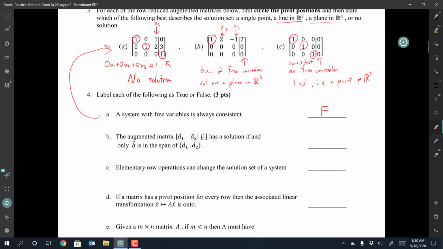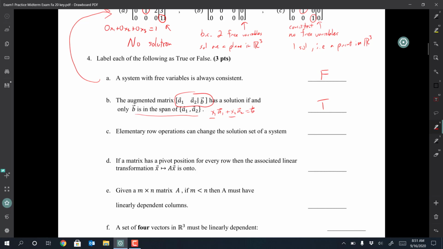Next, the augmented matrix has a solution if and only if B is in the span. This one is true. B is in the span means that B is a linear combination of those other vectors. That means there is some x1, some number, where x1 times this guy plus x2 times this guy is equal to B. There is a solution to the vector equation. That's what it means for B to be in the span. How would I solve that vector equation? I would augment the matrix and do the row reduction. So it's basically saying there's a solution to the system only if there is a solution to the system. So this guy's going to be true.